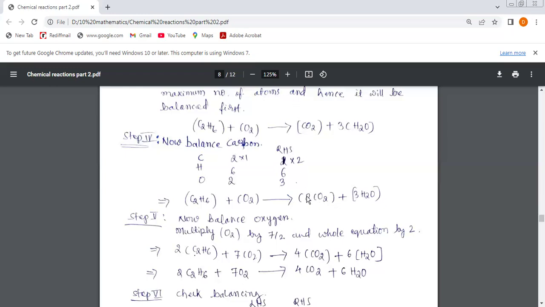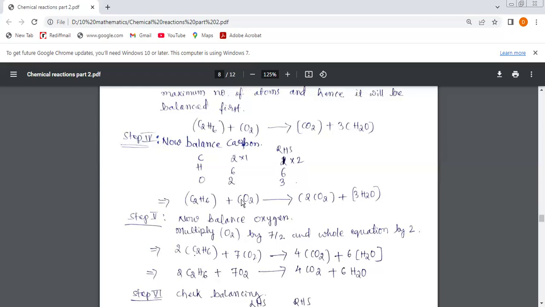Here 2 is not there. Here 2 came because you are multiplying this CO2 by 2. So 2 into O2 plus 3H2O. 3H2O is already balanced. And now you check the carbon atoms. Here 2 carbon atoms are there, and here also 2 carbon atoms, hence it is balanced. And hydrogen, here 6 is there, and here 3 into 2 is 6. So hydrogen is also balanced.